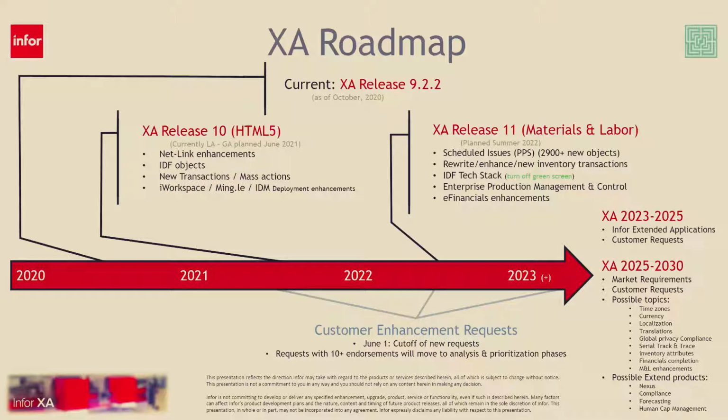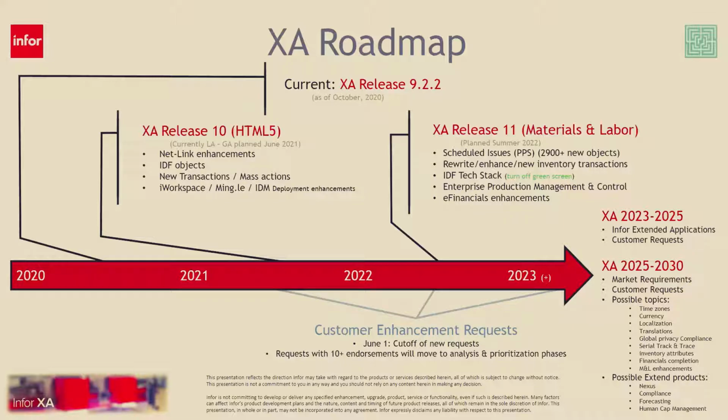A year after that, scheduled for the summer of 2022, is Release 11. This will be the largest release in the history of XA. Very powerful. All the inventory transactions are being rewritten, 100%, including the famous pick, pack, and ship. That is all going to be completely redone. This is in process right now. Very excited about having this and being able to move forward.